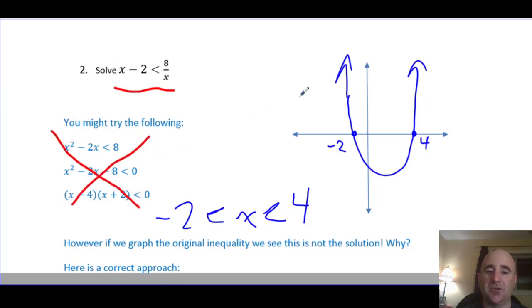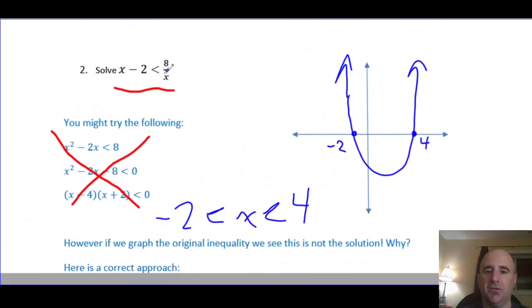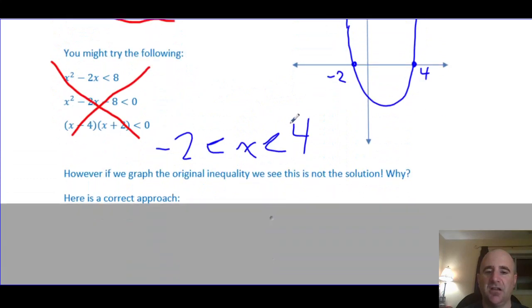So what is the correct approach? Well, similar to how I solved rational equations in the last lesson, I'm going to set this to 0.